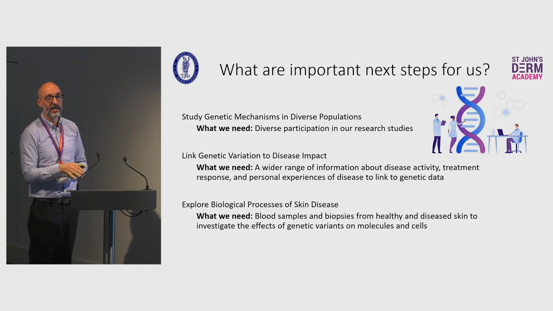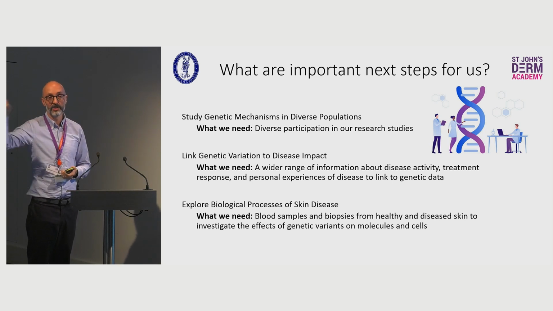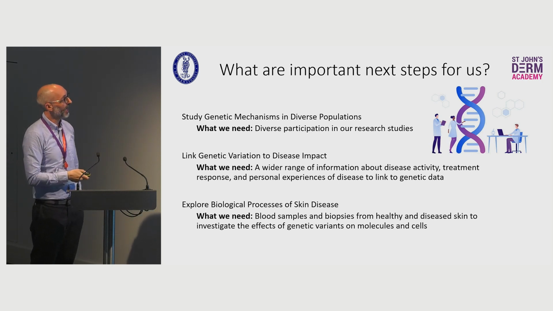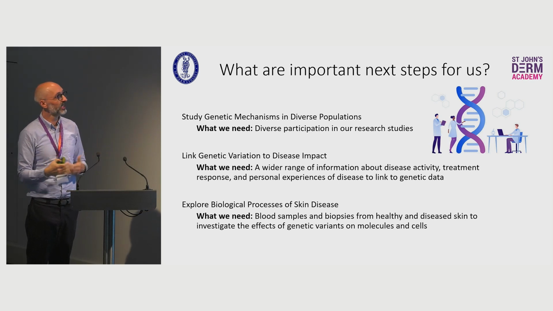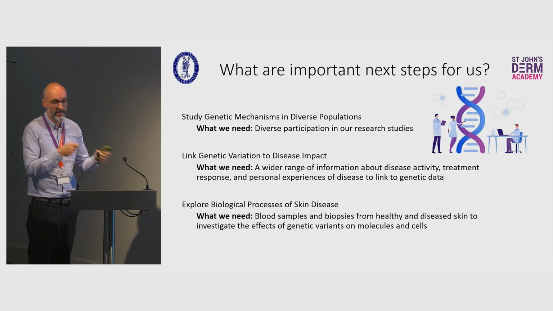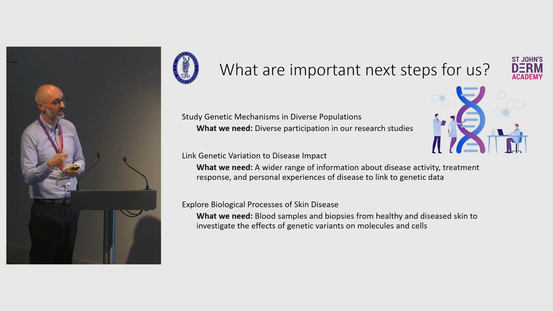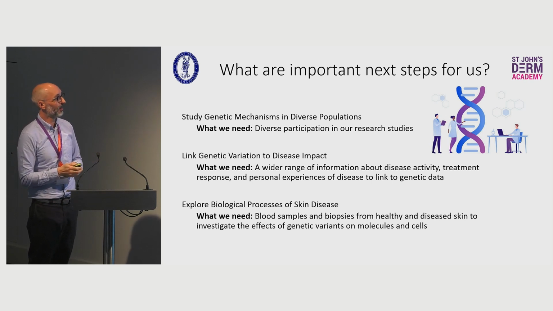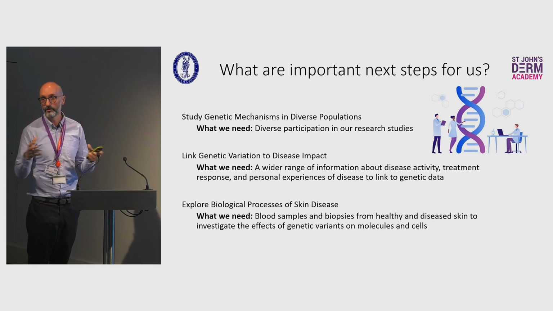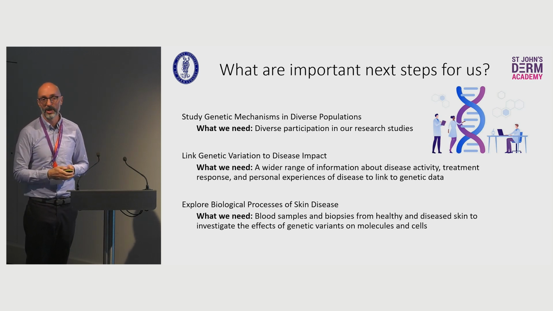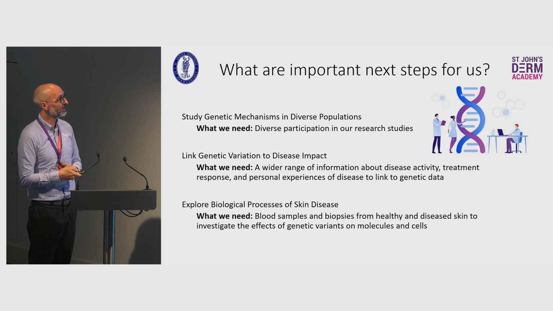And importantly, in terms of using these genetic findings to start to inform drug development, we do need to understand what those genetic variants do, not just in terms of disease risk, but in terms of the biological processes that they affect. So to do this, we need blood samples and biopsies from healthy individuals, as well as individuals who are living with disease, and from healthy skin and skin where the disease process is active, to investigate these effects of genetic variants on molecules and cells. And again, very much looking forward to working with some of you over coming years to help us shape how we do this research most effectively.